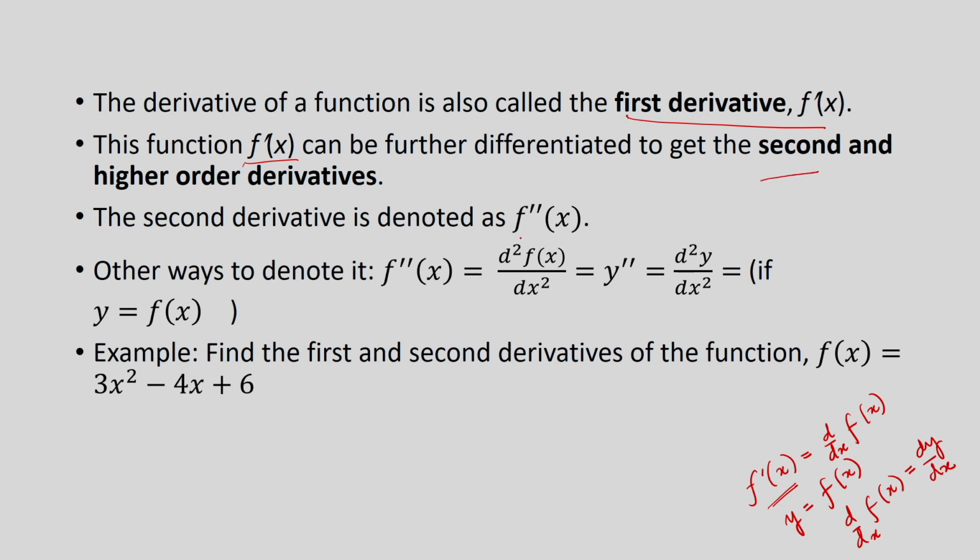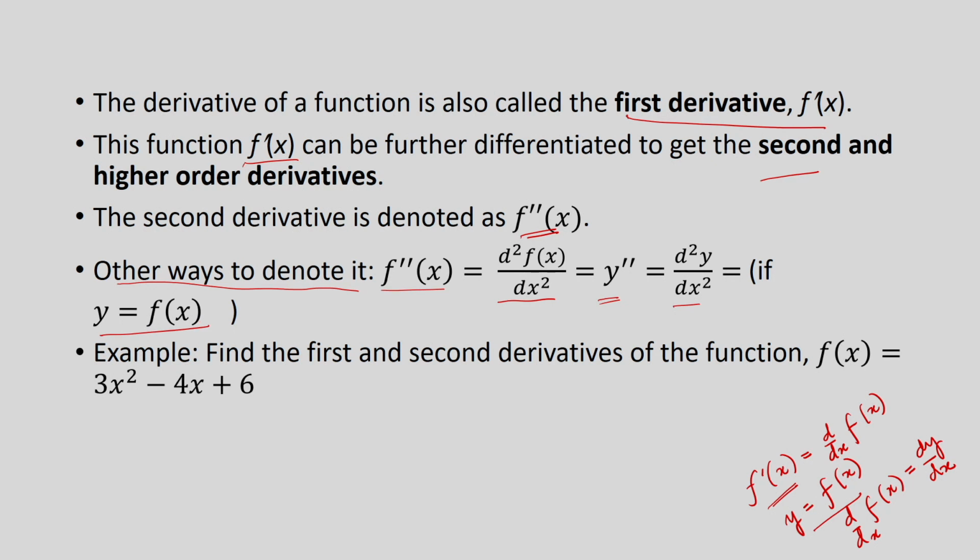So, second derivative is denoted by f double dash of x, right. So, you have 2 dashes here. So, we are calling it the second derivative or double derivative of f x. There are other ways to denote the same thing. F double dash of x is d square f x dx square, or it is the same thing as y double dash, and which is the same thing as d square y dx square, if we assume y is equal to f x. So, there are different ways to denote the same thing.